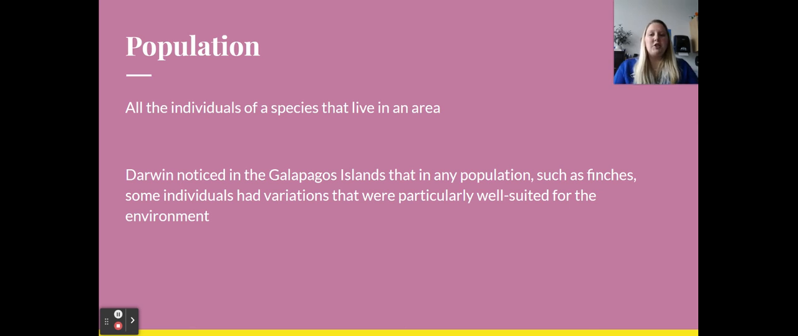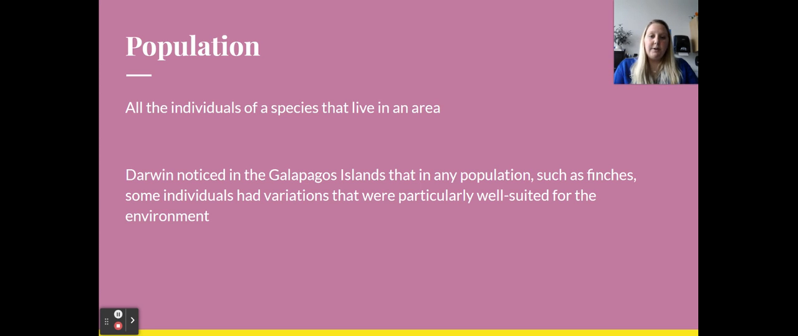A population is all individuals of a species that live in a defined area. You can define a population as the population of room 202, the population of Pelham High School, the population of the town of Pelham, or the population of the world. You're defining what your species is in your perimeter.